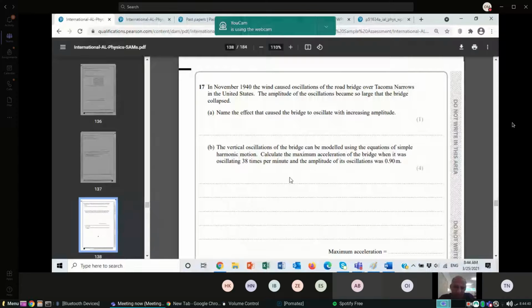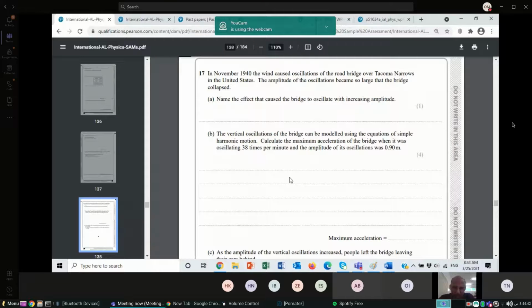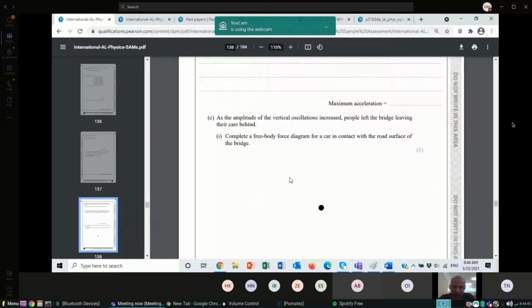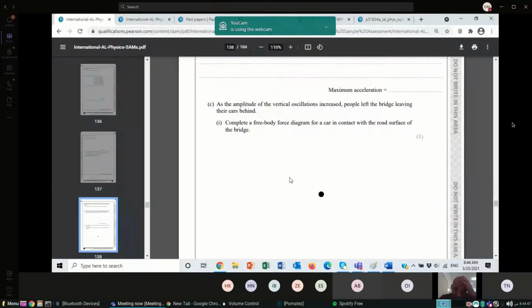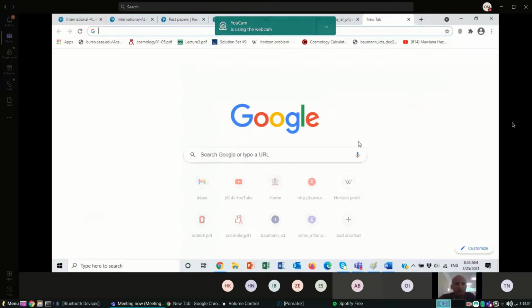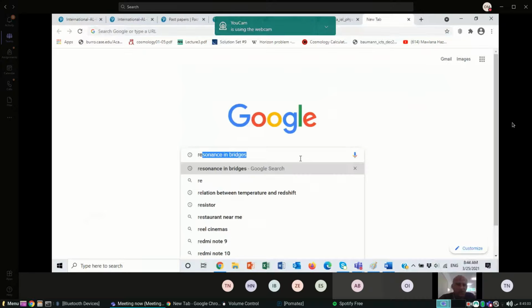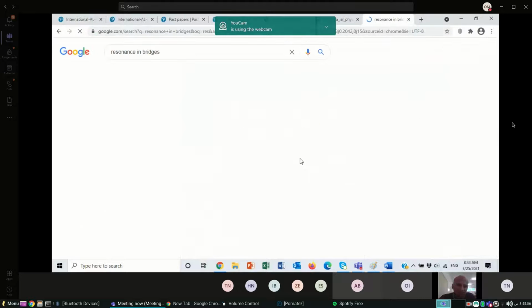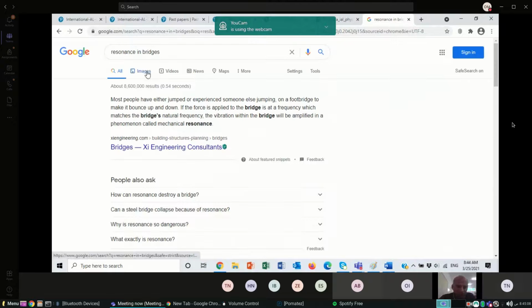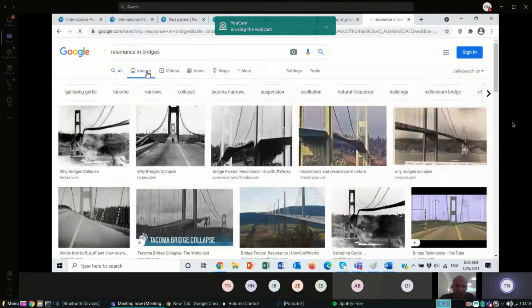Complete a free body force diagram for a car in contact with the road surface of the bridge. As the amplitude of the vertical oscillation increased, people left the bridge, leaving their cars behind. So I'll show you how the people left their cars behind. So this is called resonance in bridges. You can see that this is the Tacoma Bridge. This was broken in 1940. This is in the United States. I've shown you the video as well.